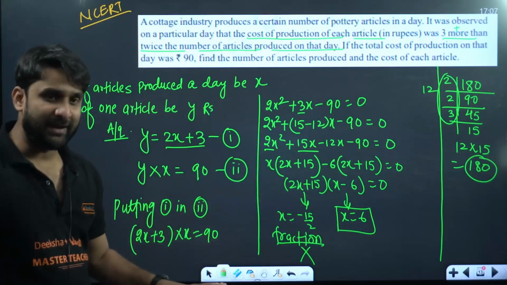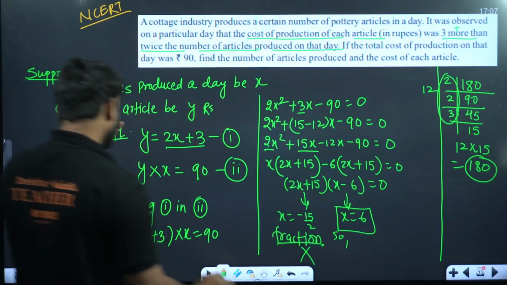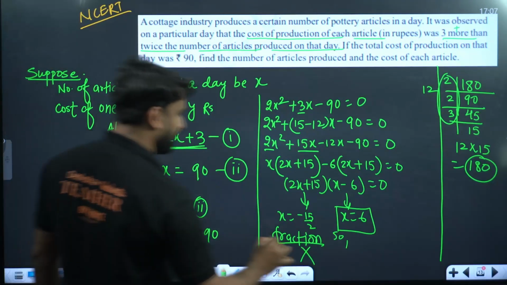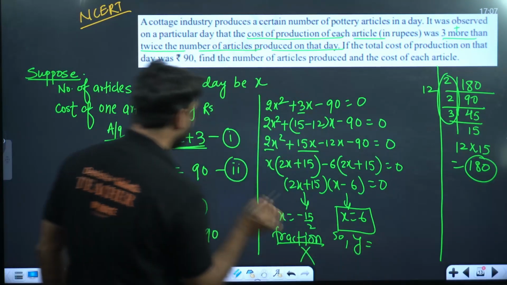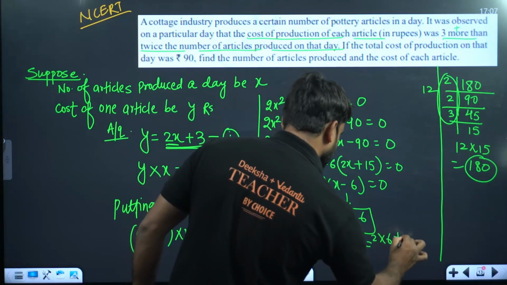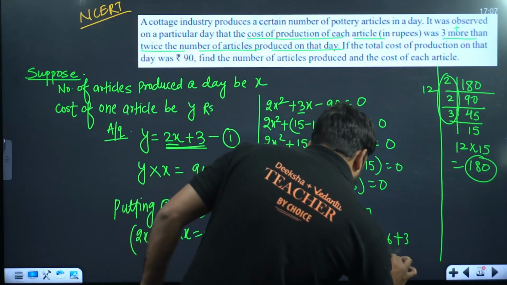Now we have x, we can find y. We can take any equation. So y will be equal to 2 into x, I mean 2 into 6, plus 3. What will be the result? 2 sixes are 12, 12 plus 3 will be 15. So the answer is 15.